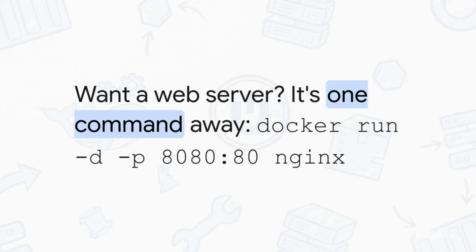That line right there tells Docker, hey, go find the official Nginx image, run it for me, and connect my computer's port 8080 to the web server's port 80. Boom, you have a running web server. It's that fast. Want to see that again?